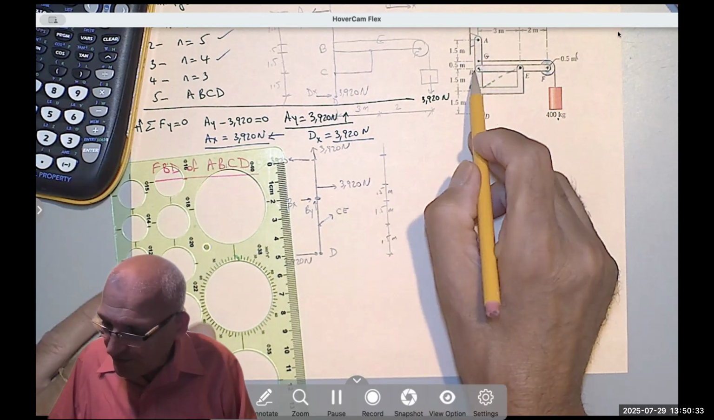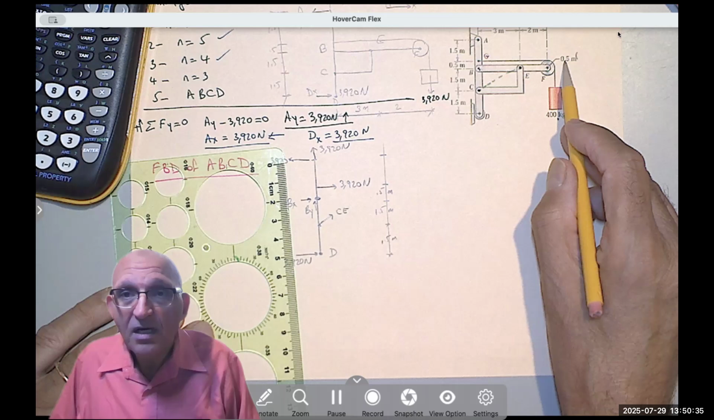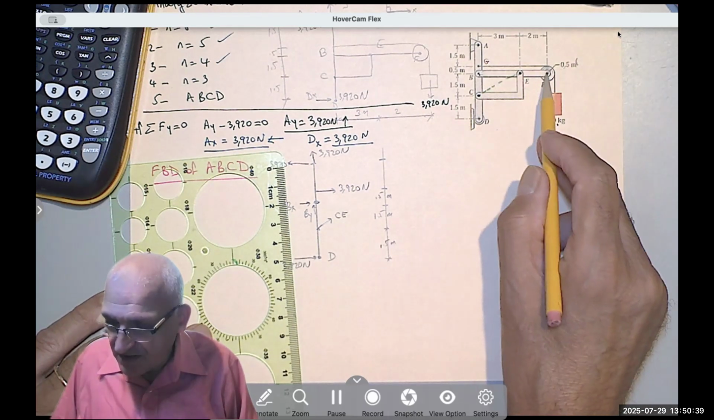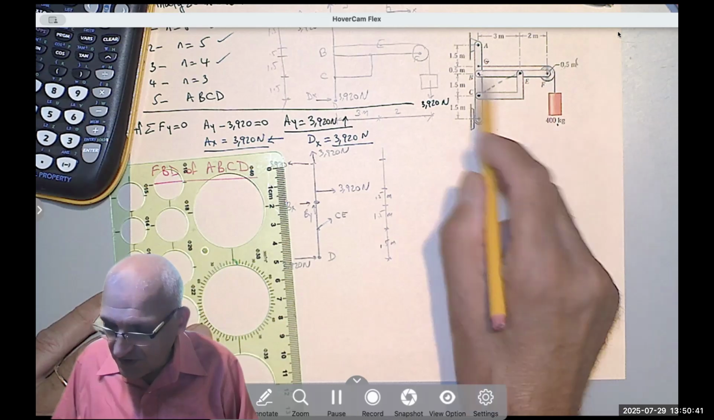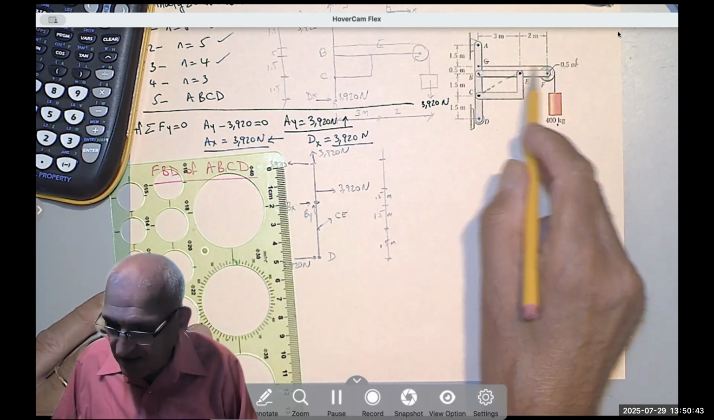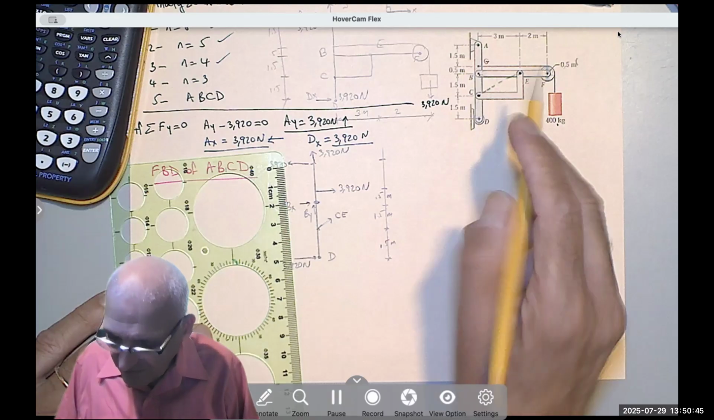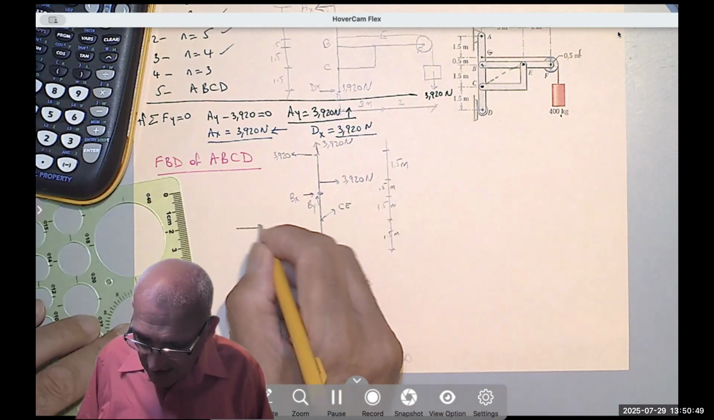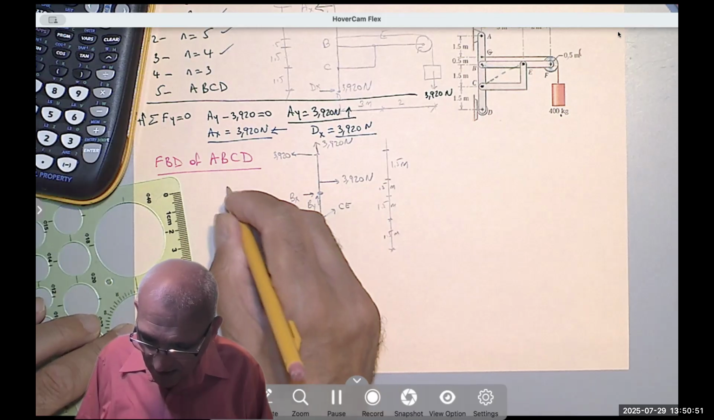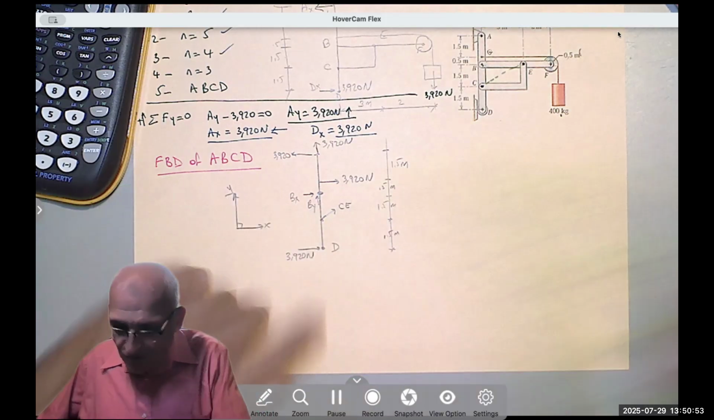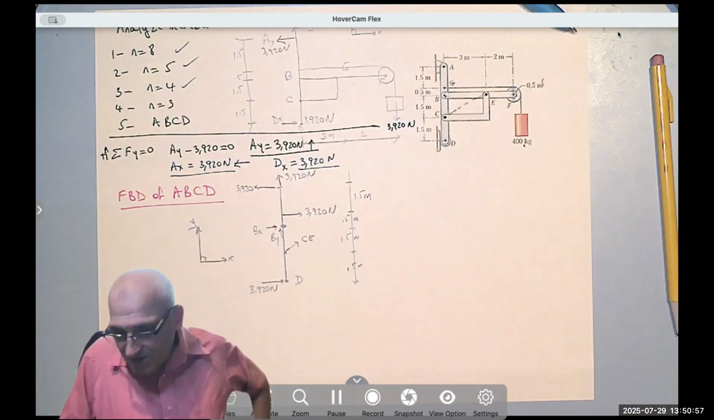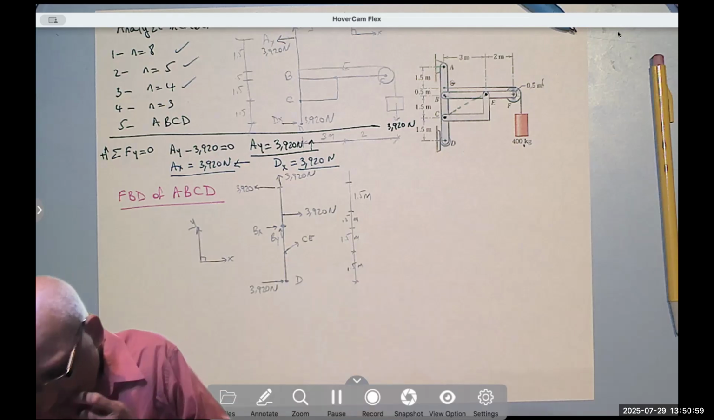Why did we say 0.5? Because they tell you the radius of this pulley is 0.5. So if the radius is 0.5, then that distance between the center line of the pulley and the edge of the cable is 0.5. And finally, 1.5 meter. Here is my x, here is my y. It looks complicated, right? But when you go step by step, you see that we only have three unknown forces here.